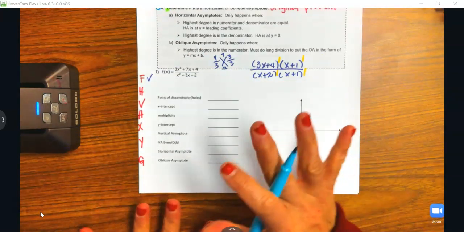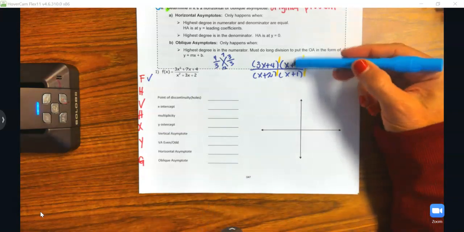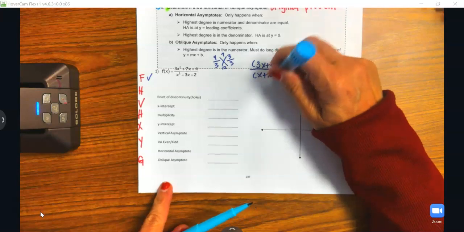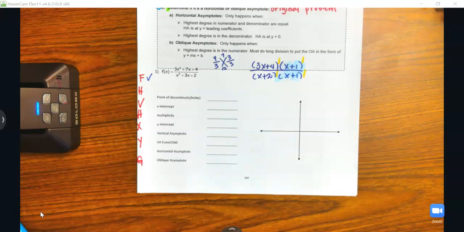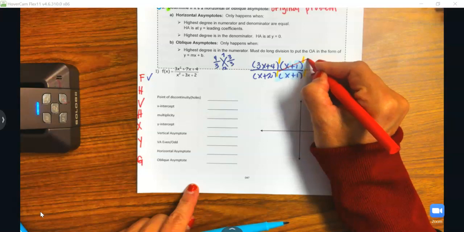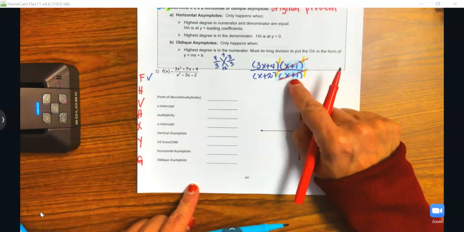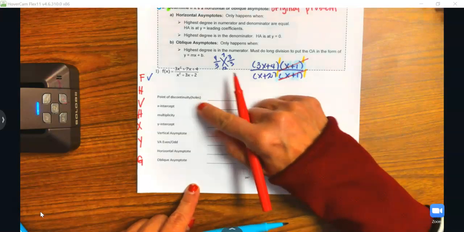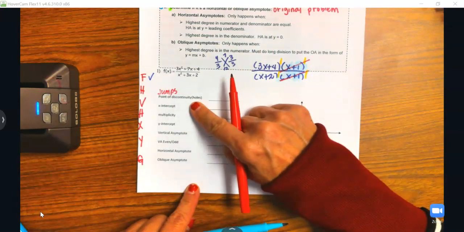The next thing that we're going to do is we're going to find the holes. And holes are factors that cancel out because they have the same exact thing on the top and the bottom, which, if you notice right here, you're going to have a hole because x plus 1 is both in the numerator and the denominator. So with my red pen, I always do discontinuities in red. Those actually cancel out. They're going to go away completely. Now, holes are always points. They're jumps. Remember, jumps are always points.